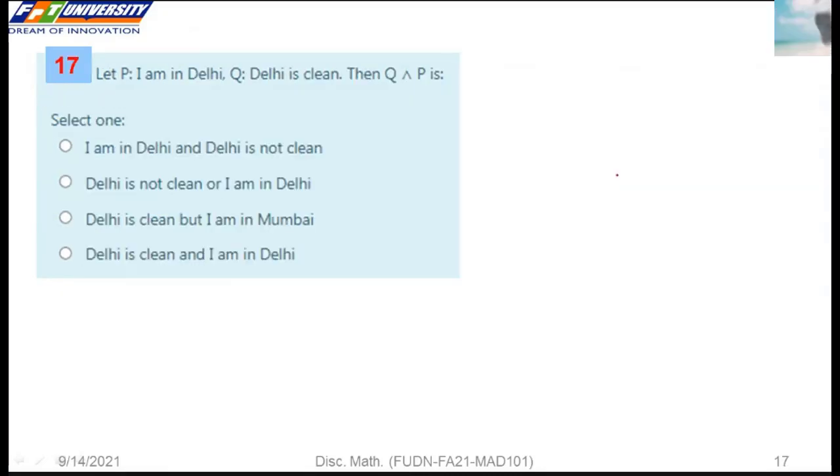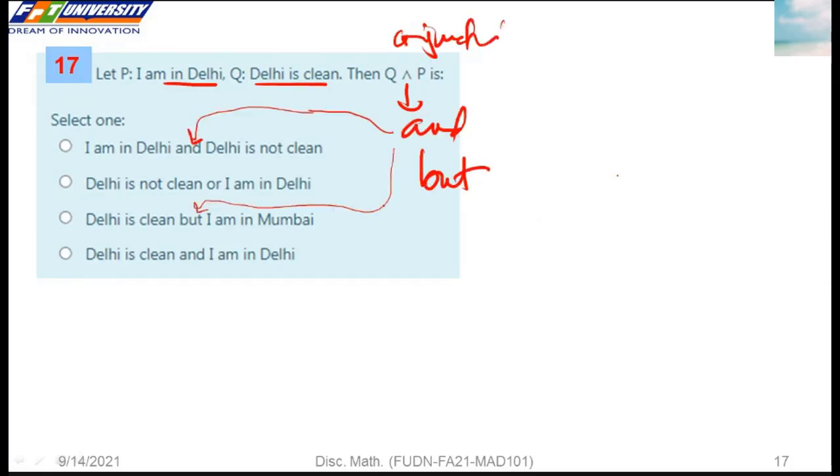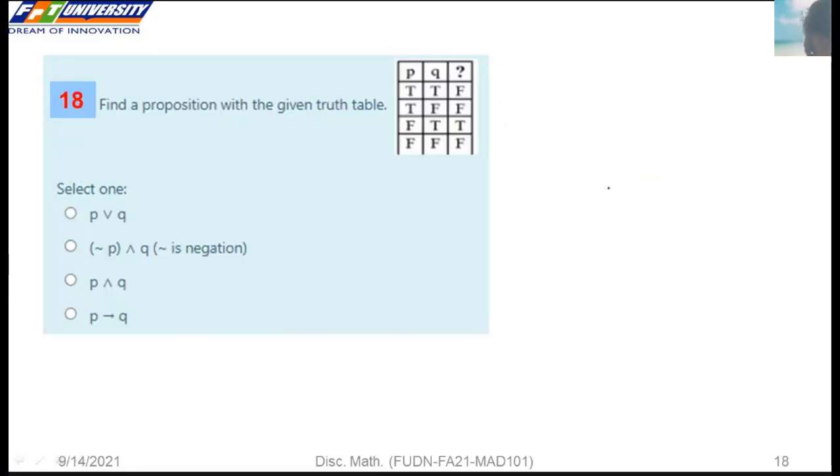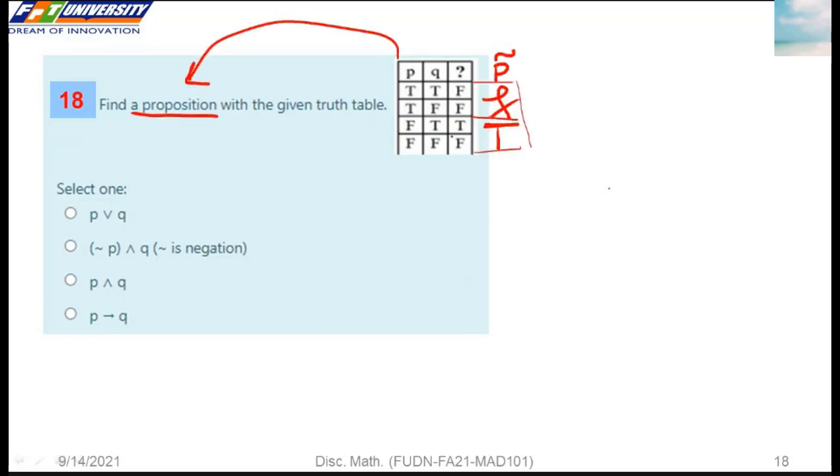So easy. And Johnson means a bird. Delhi is clean and I am in Delhi. So G is the correct answer. Next one. Given the two tables, find a proposition. Okay, not P, because not P is true, and true and true means true. True and false means false.